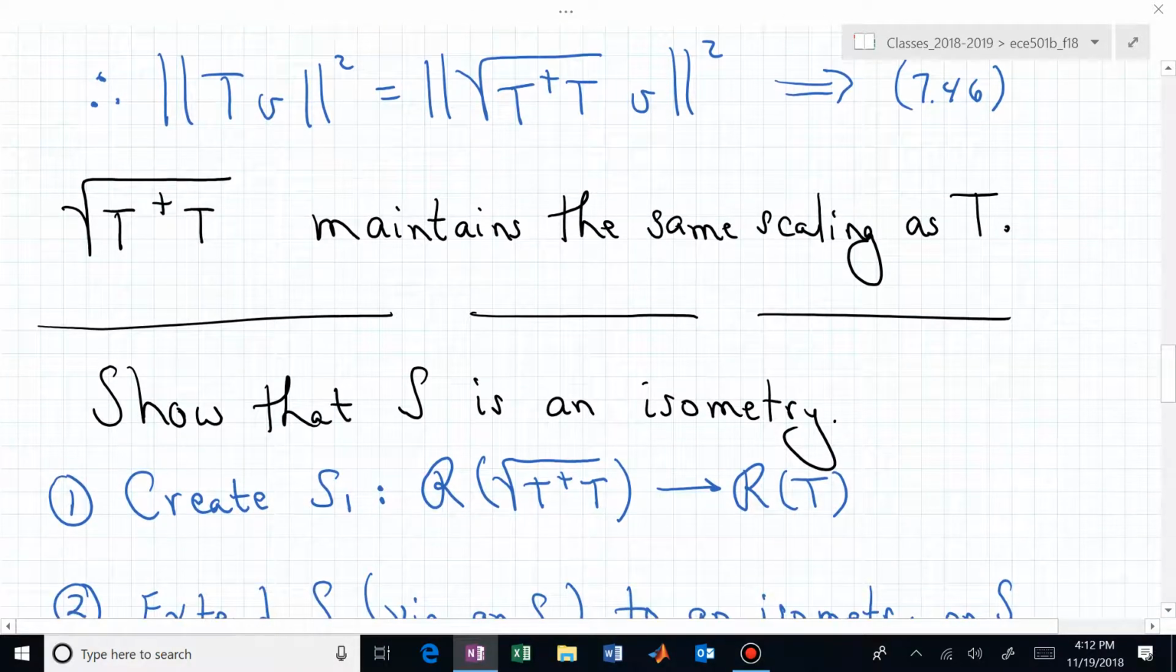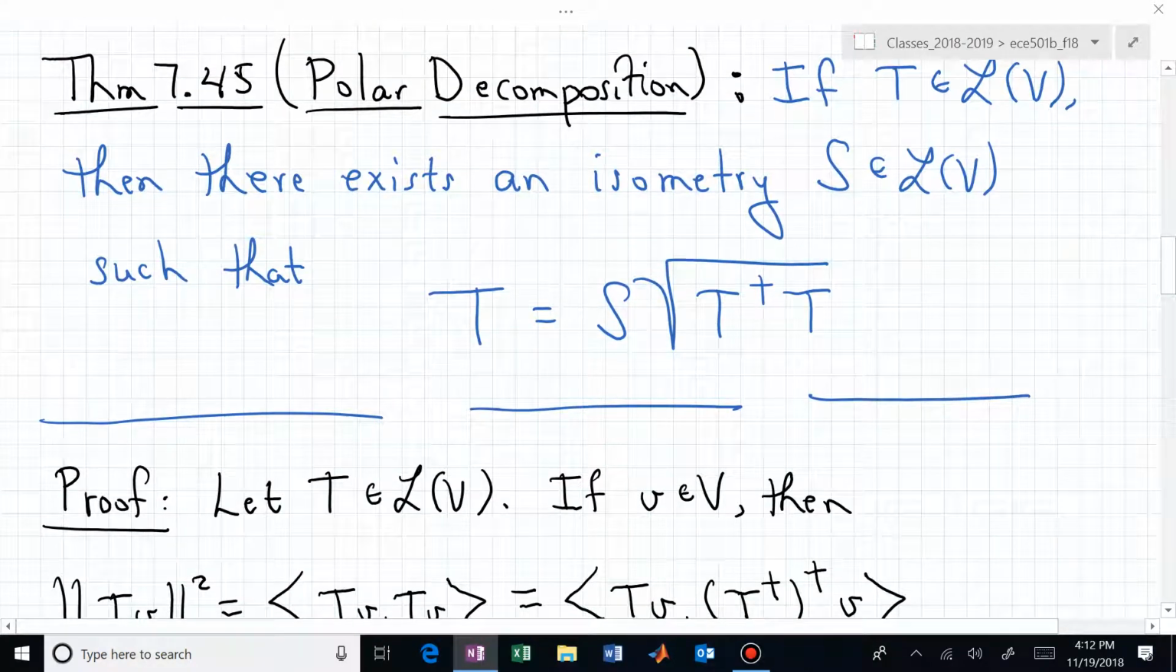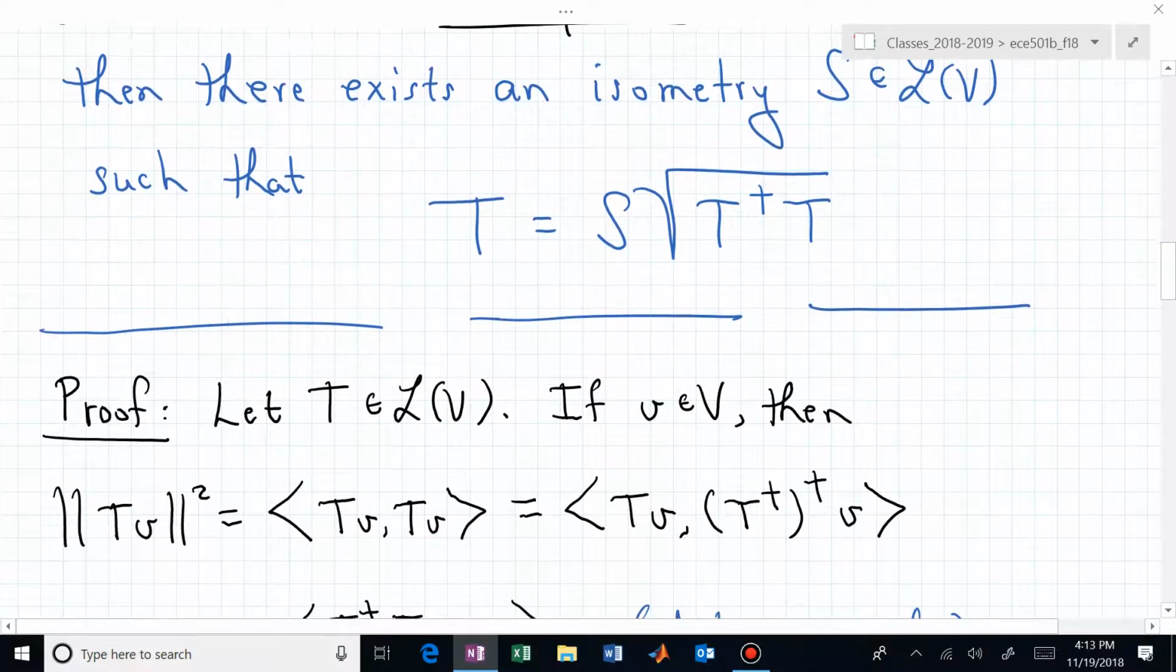Now we need to show, because remember, this polar decomposition has decomposed this operator T into two pieces. One piece is this positive operator, square root of T dagger T, and we just have shown that we've preserved scaling. Now we want to show that S is a rotation, is an isometry, that it doesn't change scaling, it preserves the norms.